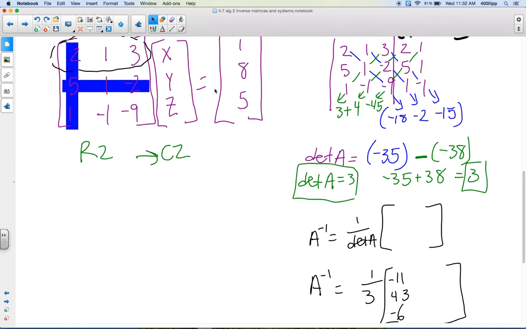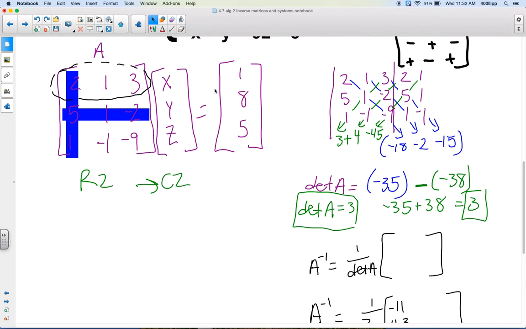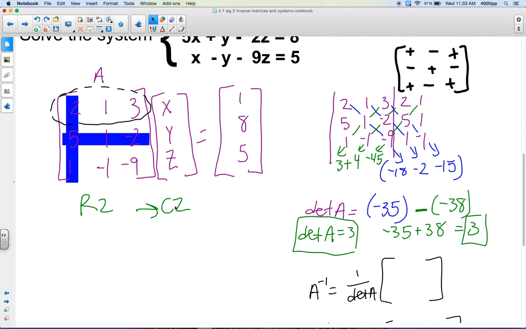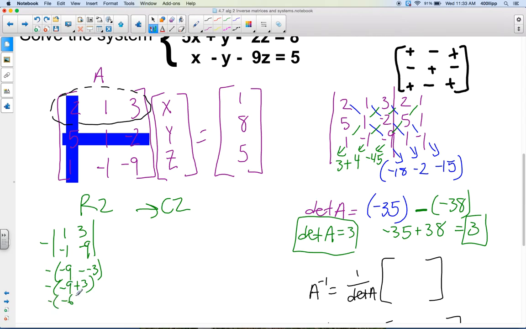So covering up the row and column, and we're still using the matrix that's telling us the sign that we have to use. So we're taking this now, and we're going a negative, because that's the sign, and writing 1, 3, -1, -9. Okay, finding the determinant and bringing that negative down, we get a -9 minus a -3 here. That's a -9 plus 3. Bringing that negative down, this is a -6 times a negative is a +6.